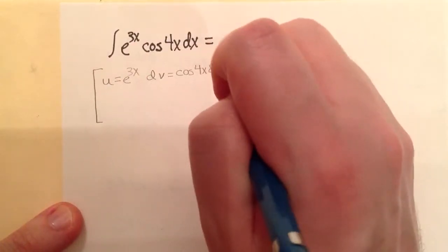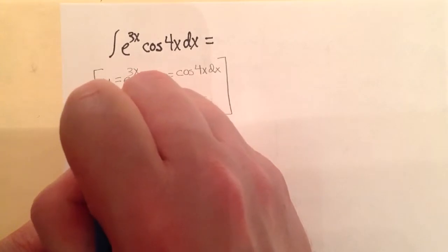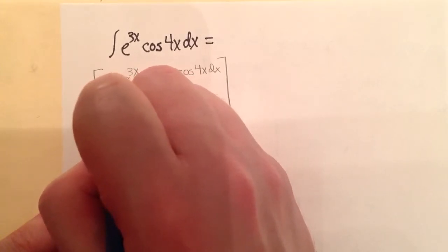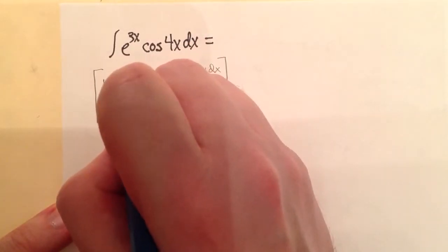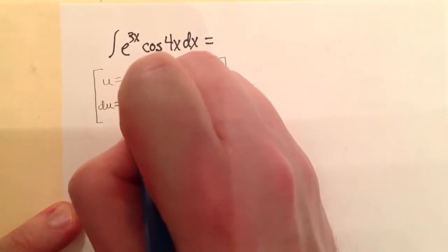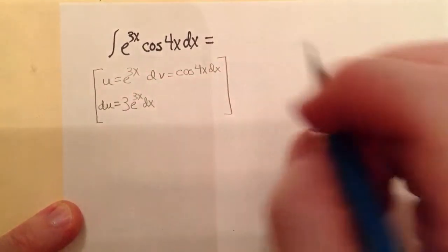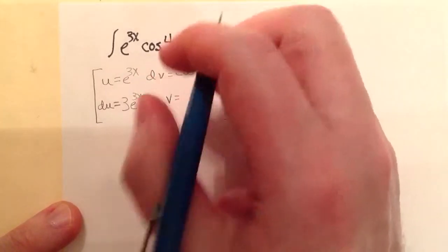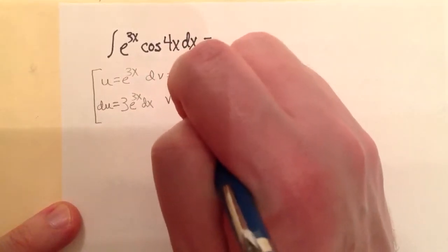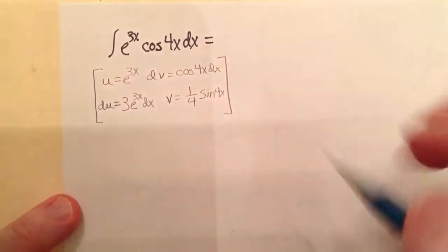Looking at the expressions, again u goes to du. The derivative of e to the 3x is 3 times e to the 3x, so we have the differential 3e to the 3x dx. And the antiderivative of the cosine of 4x dx is going to be 1/4 of the sine of 4x.